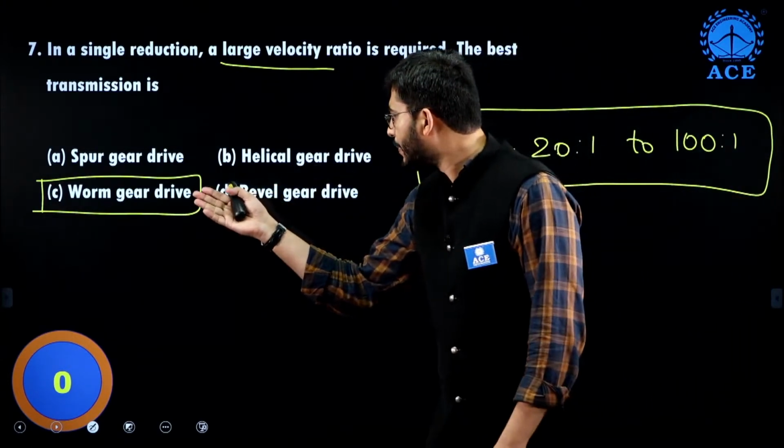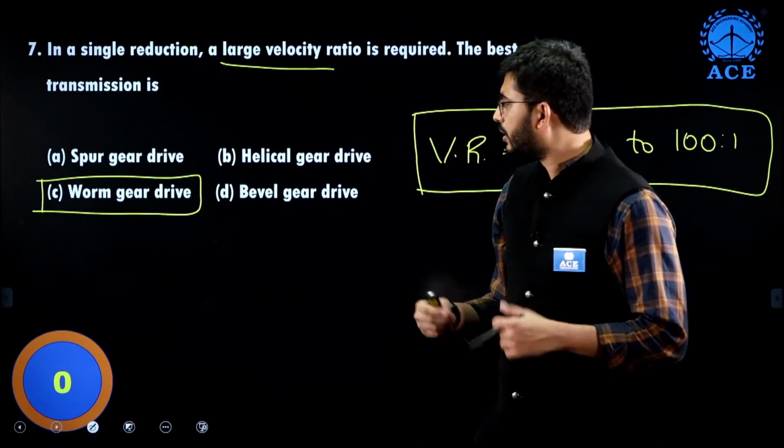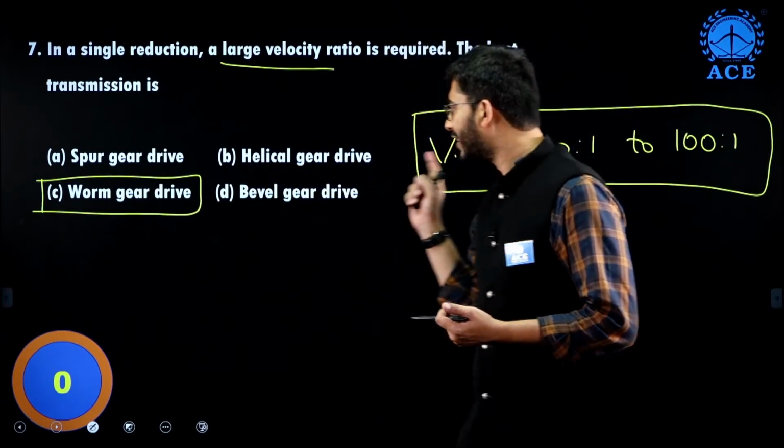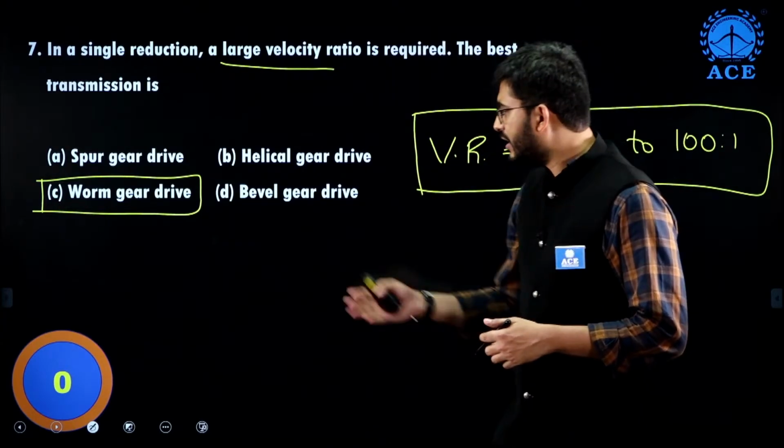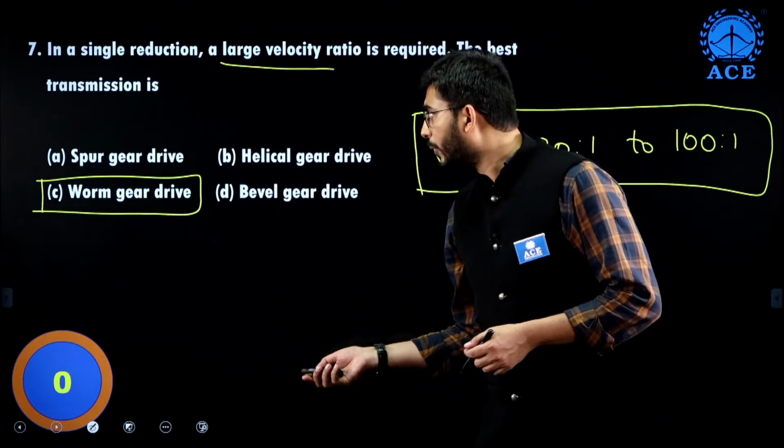Whereas if you see the spur gear, helical gear and bevel gear, the size of the arrangement will be more when we are going for a large reduction ratio. That is when we opt for worm and wheel arrangement. Okay.